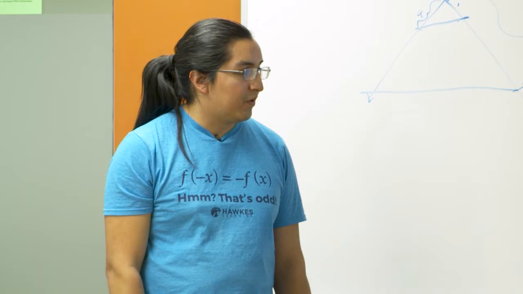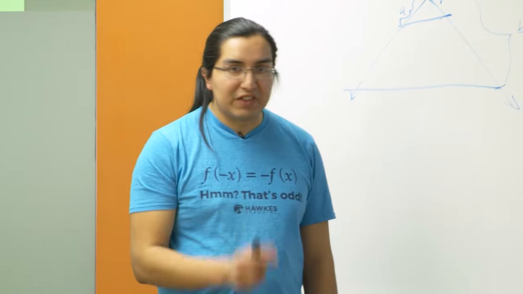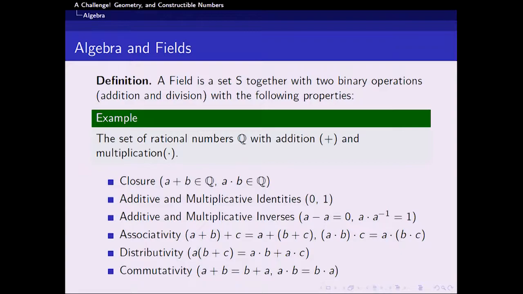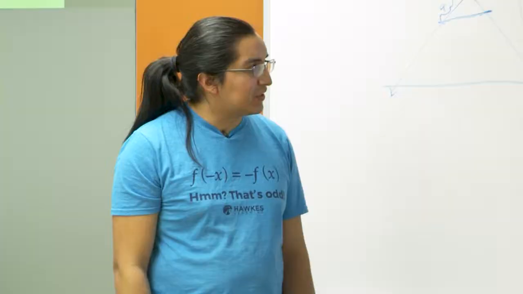And lastly, we have commutativity, which means that we can add two rational numbers in any order, and it'd be the same thing, and the same thing for multiplication. We can take two numbers, multiply them, A, B, and we find that B, A is also the same thing. Right, so this is a field, and so how does this help us?